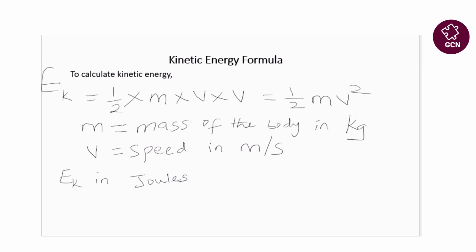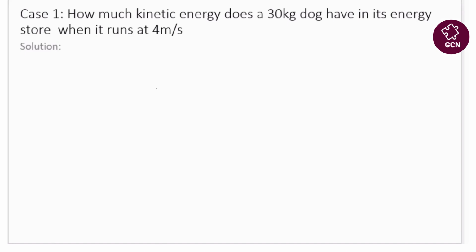In this lesson, case 1: how much kinetic energy does a 30 kg dog have in its energy store when it runs at 4 meter per second? The mass of the dog is 30 kg. The speed is 4 meter per second. So we use speed and velocity interchangeably. So we are asked to find the amount of energy in its kinetic energy store.